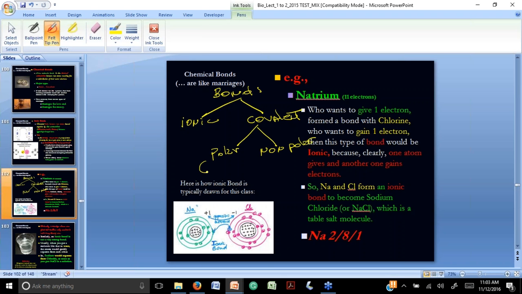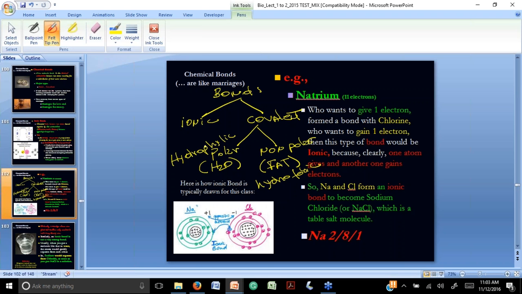Okay? Polar, for example, we have the water. And nonpolar, what could be more nonpolar? Especially fat, right? So polar is at the same time hydrophilic, and the nonpolar are going to be hydrophobic. Okay? So hydrophilic and hydrophobic. Those are actually a classification.